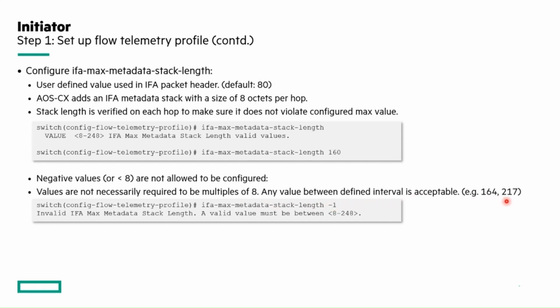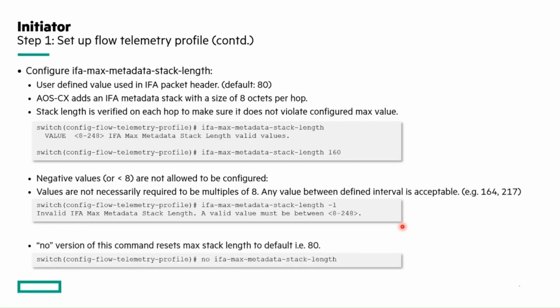For example, 164 or 217. Behind the scenes, the system will just accept the nearby value that is divisible by 8, and that's what the system will use. So the no version of this command resets the max stack length to default, that is 80.